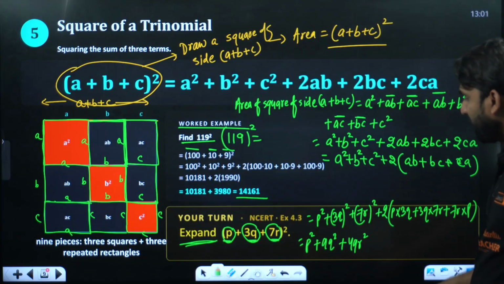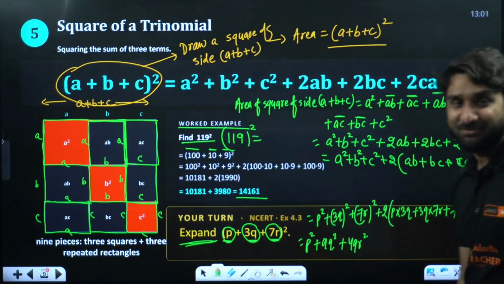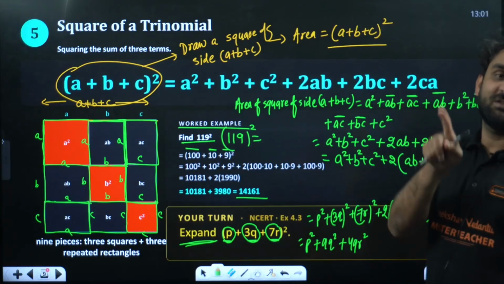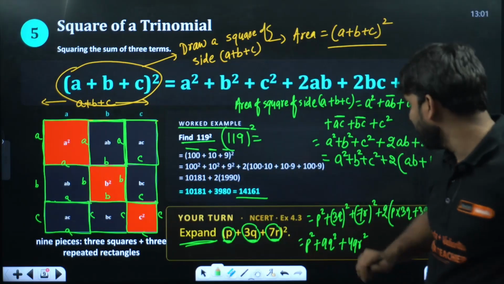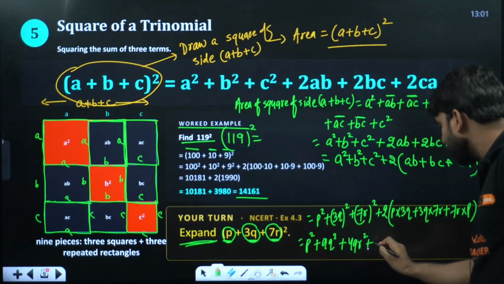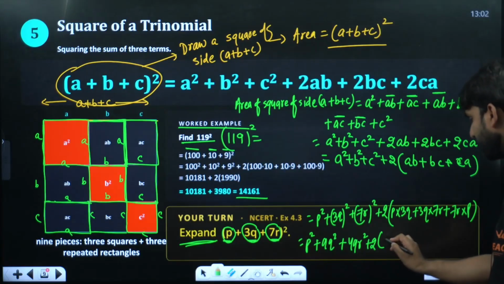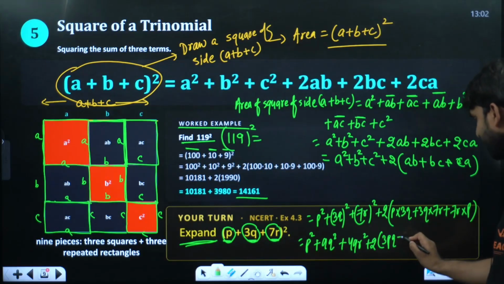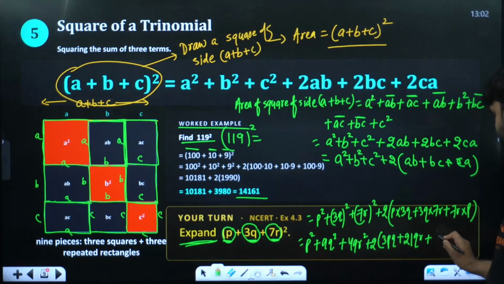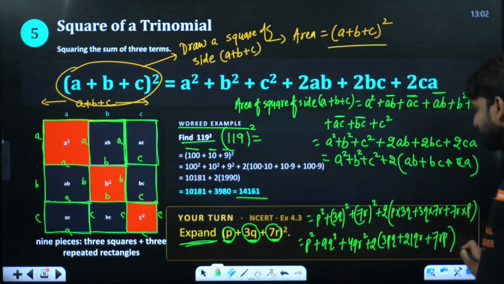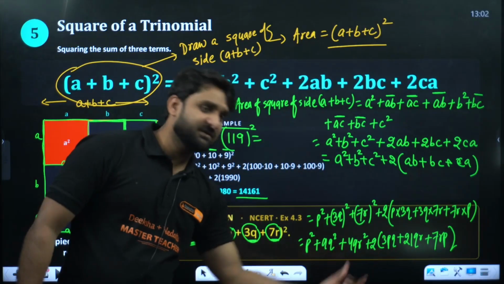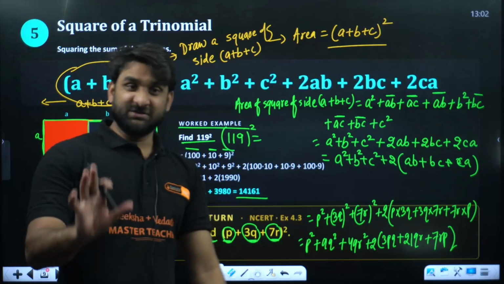7 square is 49. Don't write 7 to the 14. Some students used to write 7 to the 14 also. My dear, 7 square means 7 is multiplying with itself 2 times. 7 into 7 will be 49. So 49R square, plus 2 we have already taken common. So this is 3PQ, P into Q; and 7 threes are 21, 21QR; and here 7 ones are 7RP. So this is the answer. We have expanded this bracket, so the answer is this. I hope this is clear to you all, champion.